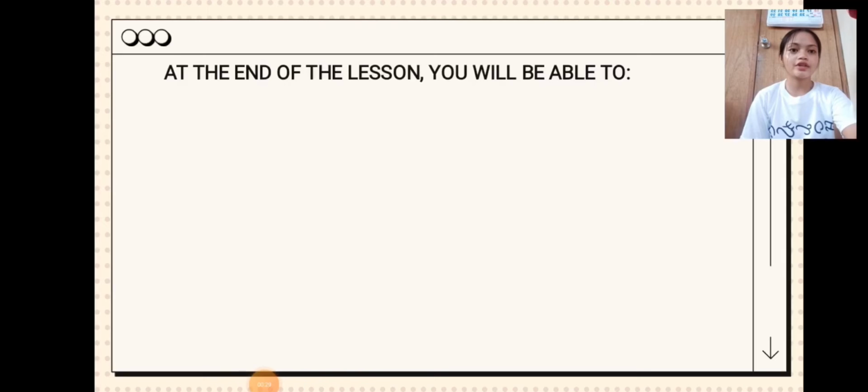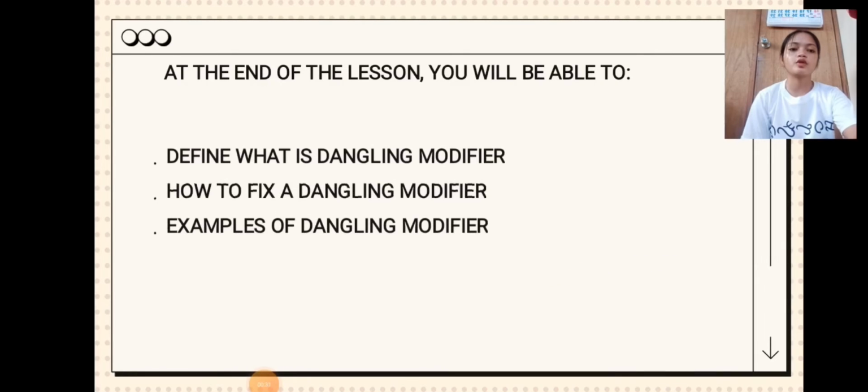At the end of the lesson, you will be able to first define what a dangling modifier is, how to fix a dangling modifier, and cite examples of dangling modifiers and how we are going to fix them. So yes, are you ready? Let's go.